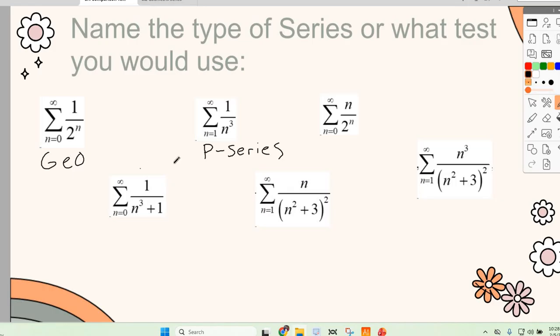What about my next one? So I'm looking at the bottom left. Does it look close to anything? Maybe even something that we have up there? It looks close to a P series. Is it quite a P series though? No, okay. But it is like P series-ish. Yeah. P series-ish. We okay with that?